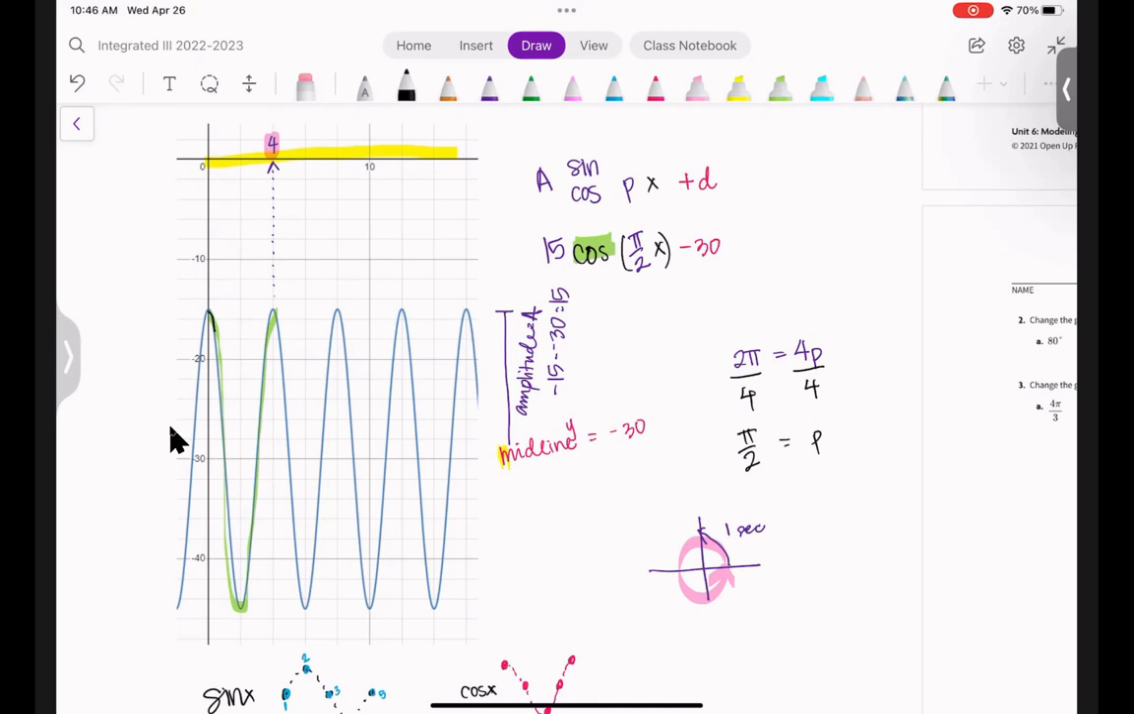Okay, so which is the hardest part here? I think finding the midline, you guys are pros at. I think finding the amplitude, you guys are pros at. I think this is the part that needs to be in your head, which is the formula 2 pi equals 4 p. Where did this 4 come from? Where did this 4 come from? Where'd that come from?